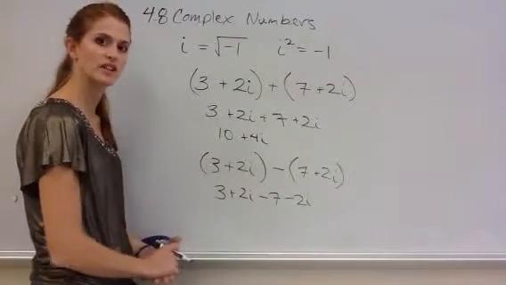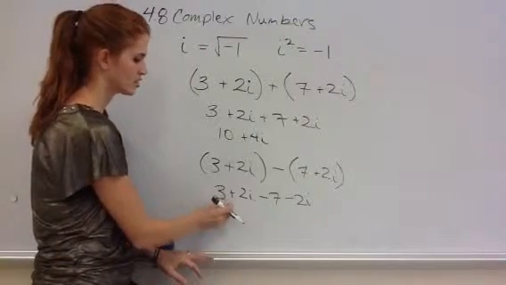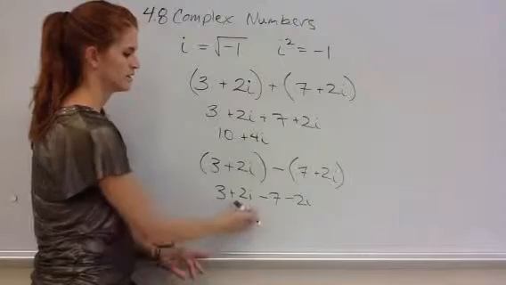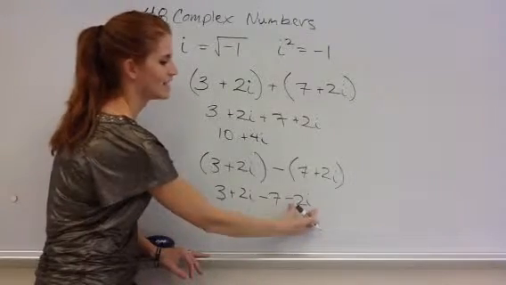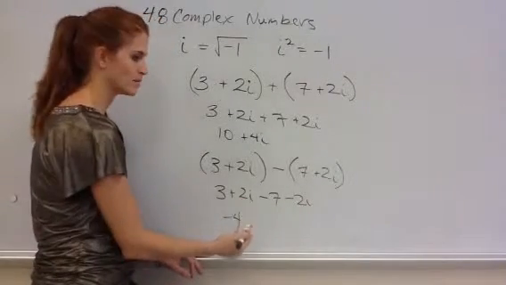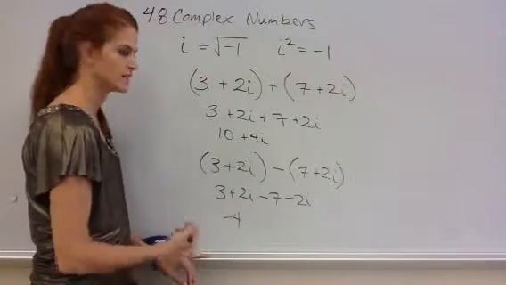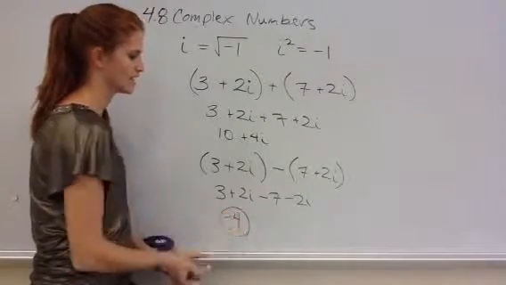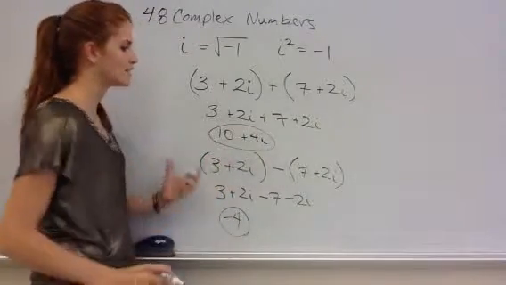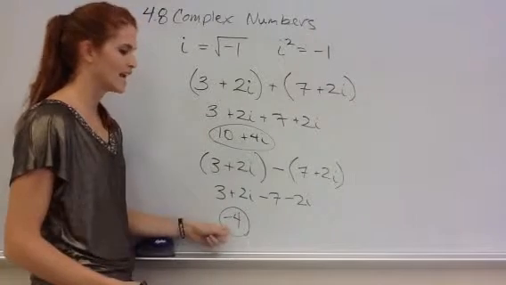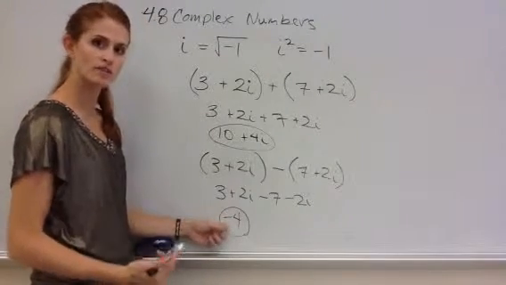Now we just combine our like terms like normal. So I take my 3 and my -7 to get a -4. Then the +2 and the -2 are going to make 0, so I get 0 i's. Since I have no i's, my answer is a -4. That tells me that this imaginary number minus that imaginary number gave me a real answer, a real solution.